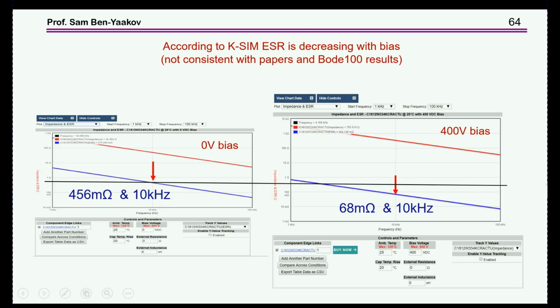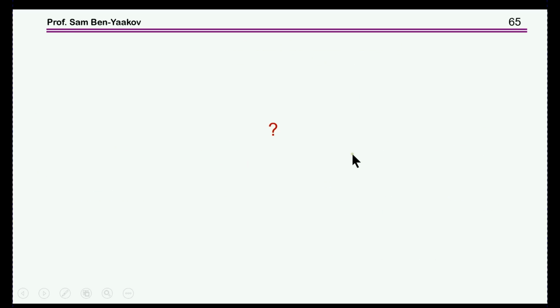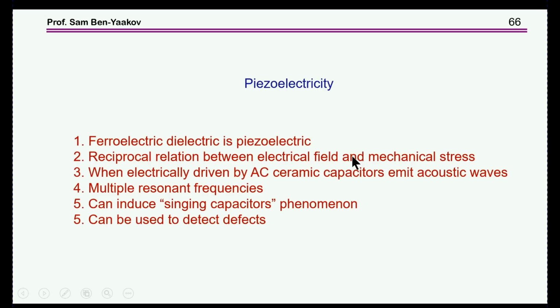Is this just for ceramic capacitors? This is the ferroelectric ceramic capacitor, like X7R, all these classical capacitors. Yes. And this is very strange. I mean, it's not strange, but the strange thing is that it is not known, because it's important information.